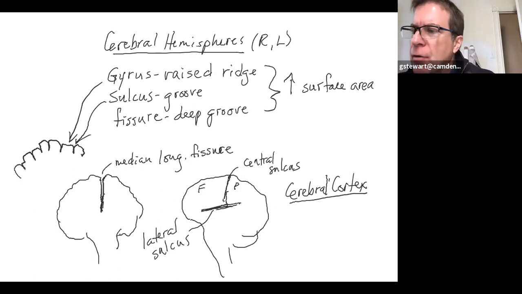Picture this: if your whole head was a brain, and you put a bike helmet on, or a motorcycle helmet on, or a football helmet on your head, the cortex is analogous to that helmet. So it's the outer covering. It has some thickness to it, but the cortex is really the tissue that's on the outside of the brain.